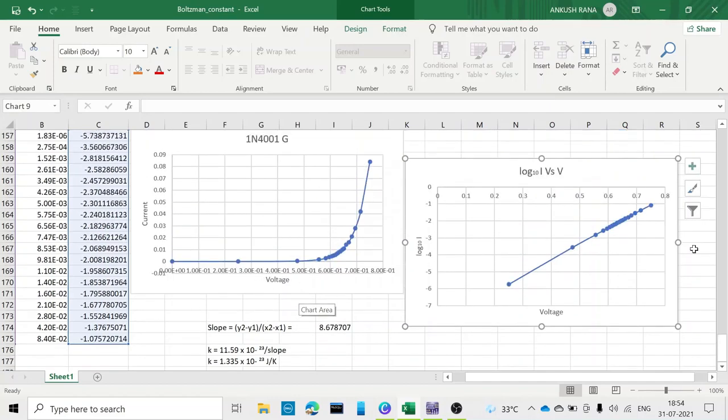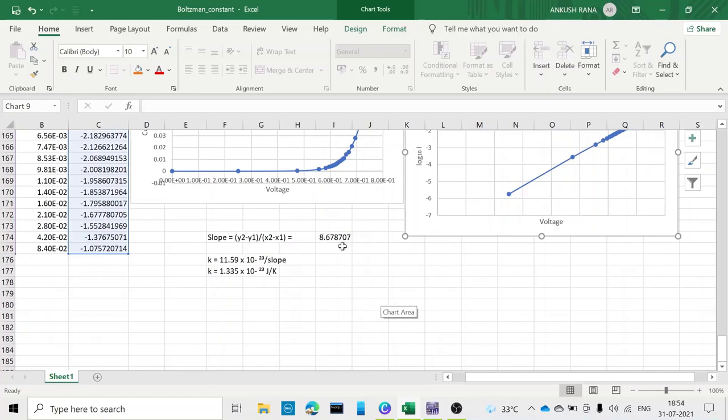Now we have calculated the slope, which comes out to be 8.56, and for any point you will get a slope of around 8.6. Now you have to substitute this value of slope in this formula, and you will get the value of K, which comes out to be 1.335 into 10 to the power minus 23 joules per Kelvin.